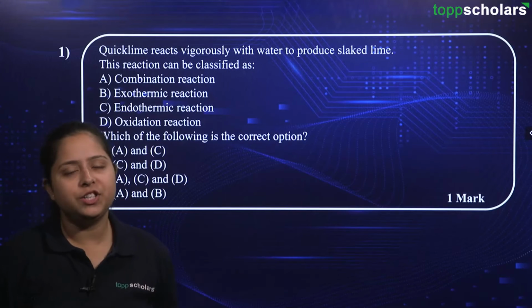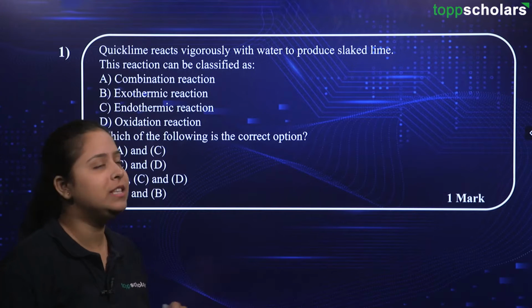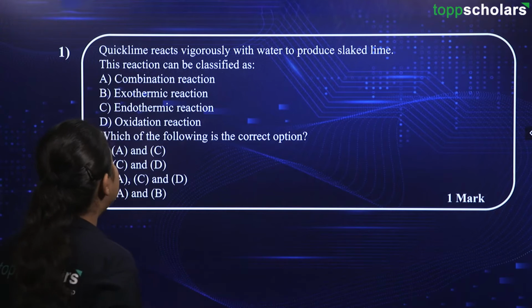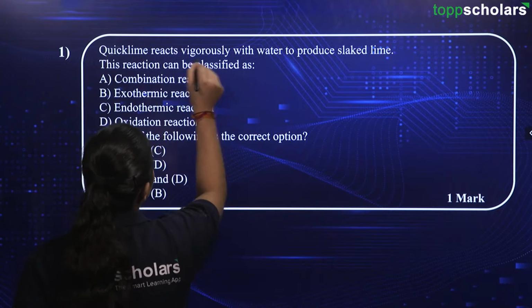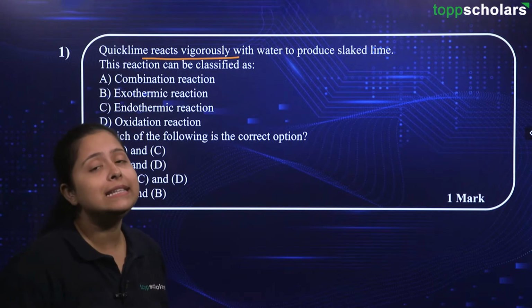Here is the first question that we are having. The question is an MCQ, that means multiple choice question. Here is the question and these are the options that are provided to you. Let us have a look at the question. It says, quicklime reacts vigorously with water to produce slaked lime.